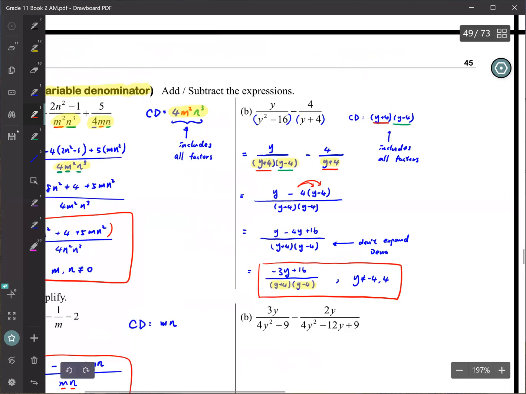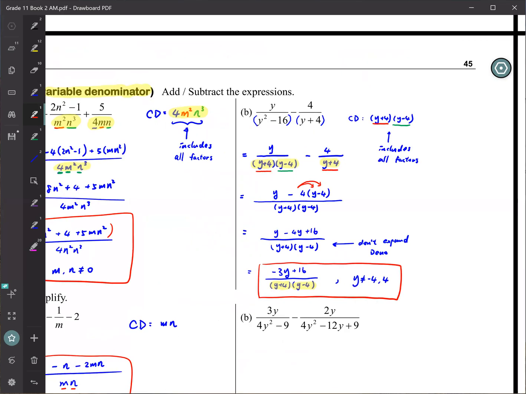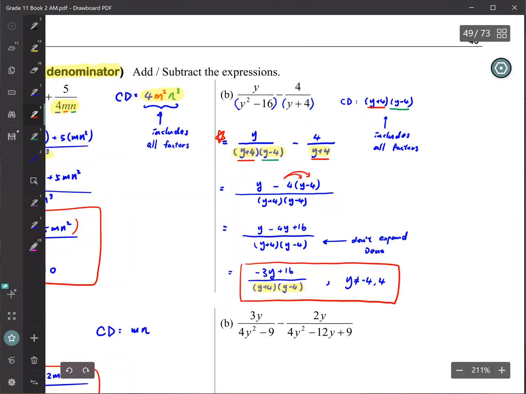All right. So remember, first step is to factor wherever possible so that you can get the lowest common denominator, okay? You don't want to multiply everything together and call that denominator.